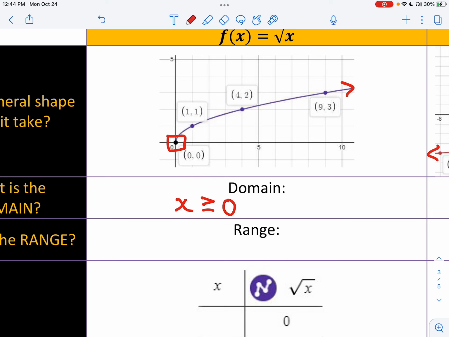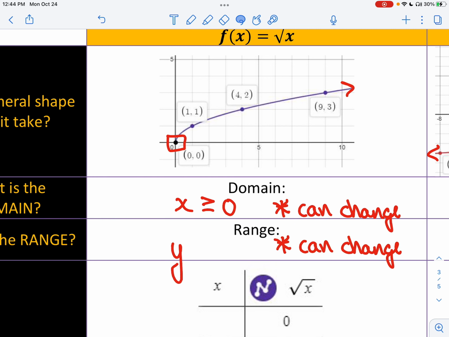Now, granted, if there is something else inside of there with x, that would change. So I'll put an asterisk on there and I'll write that it can change, but this is the typical starting value. If it moved to the right, then that would move to the right. If it moved to the left, it would move to the left. Now the range, again, this can change, so I'll just do a quick duplicate of this. But in the very basics, your range is also greater than or equal to 0. Now, if the square root function opened upside down, it would be less than or equal to 0.